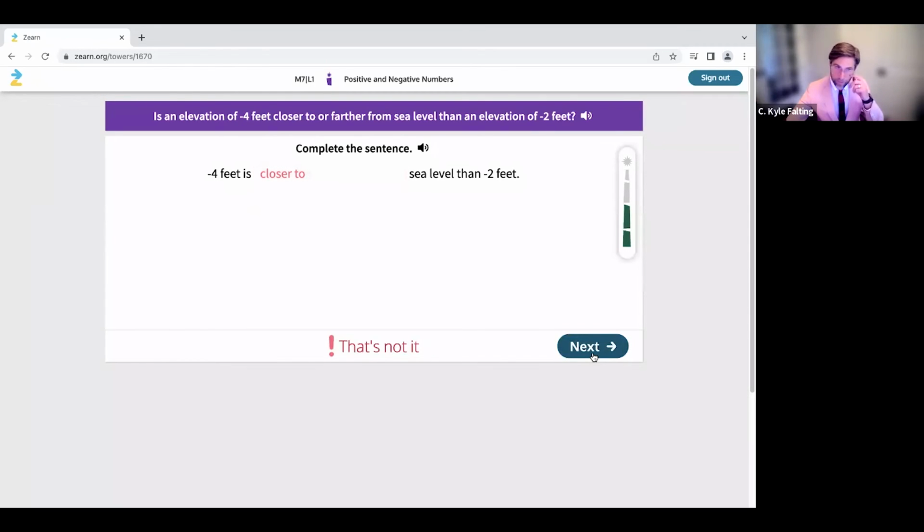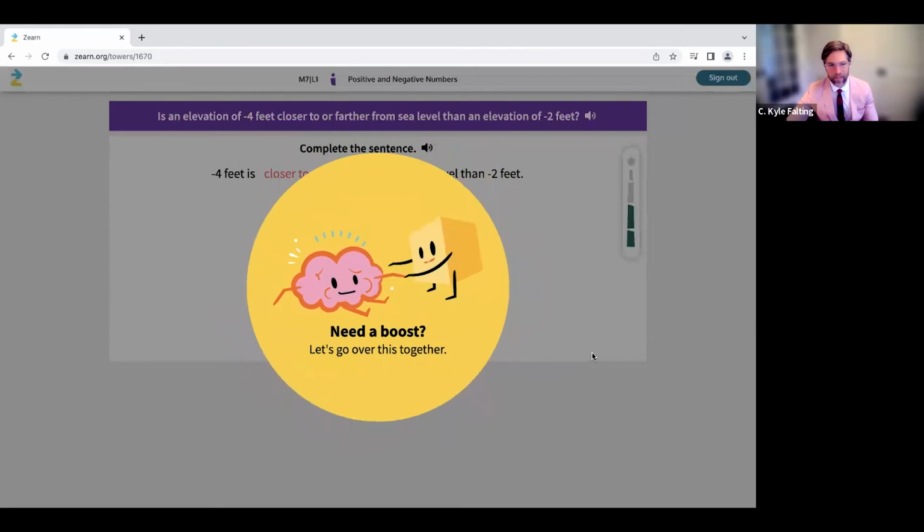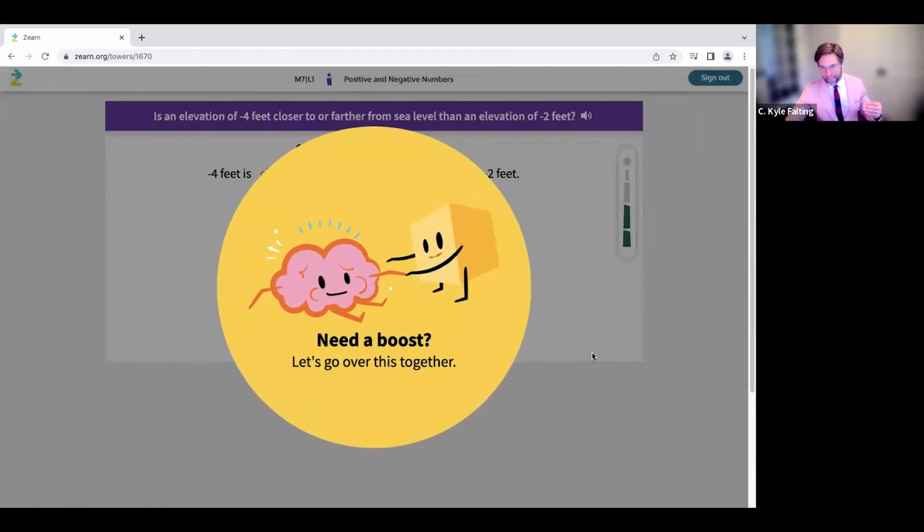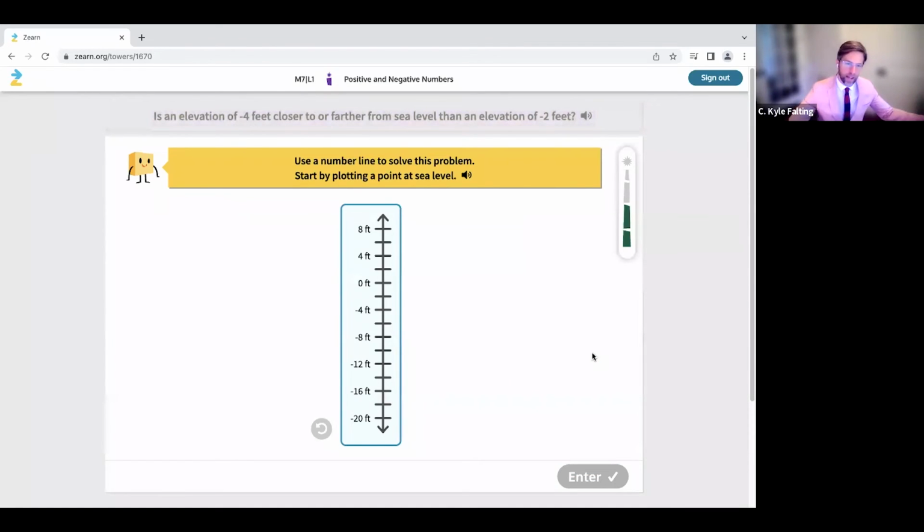So it's not enough for kids to just click their way through the tower, not getting anything correct. We also don't want them getting stuck. So we're going to provide them the support they need at the point of misconception, known as a boost. So notice how we go back to that foundational understanding that was leveraged during the guided practice to create access to the new learning. Specifically, we're going to go back to the vertical number line. And it's going to take me step by step to help me visualize these two numbers as I start by plotting the point at sea level.